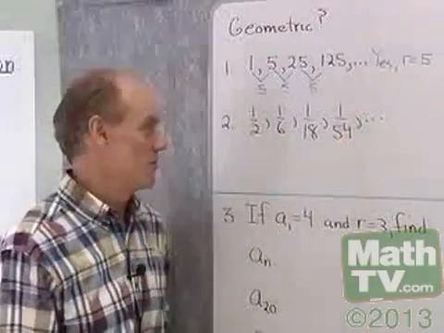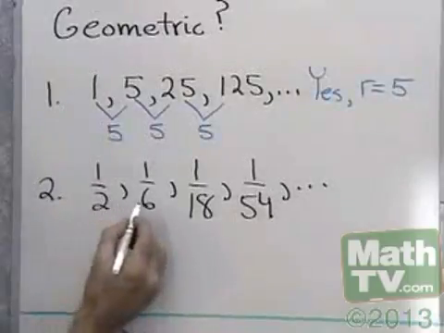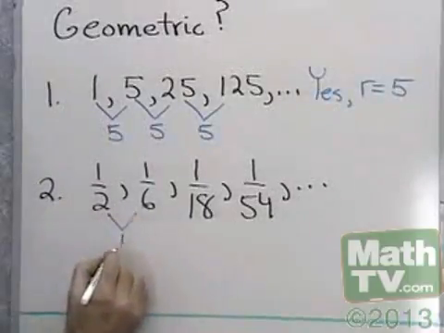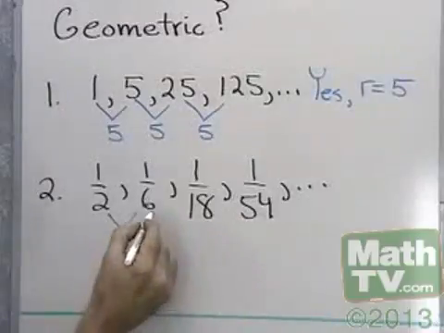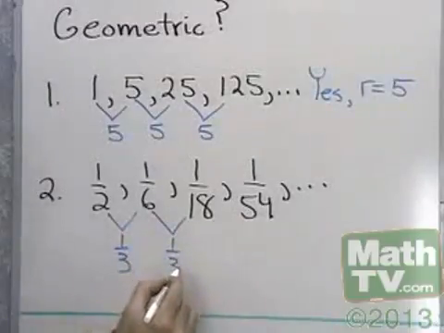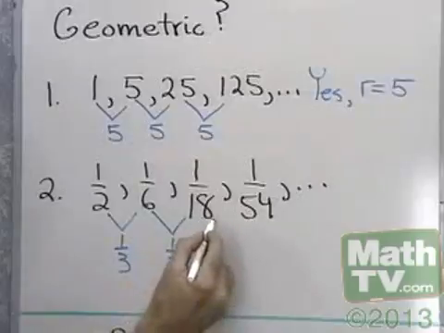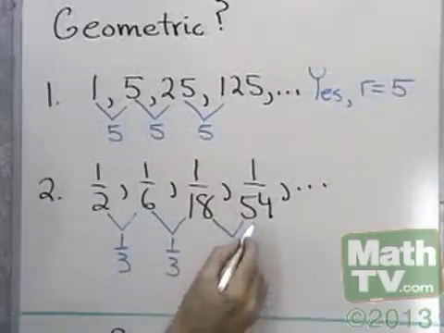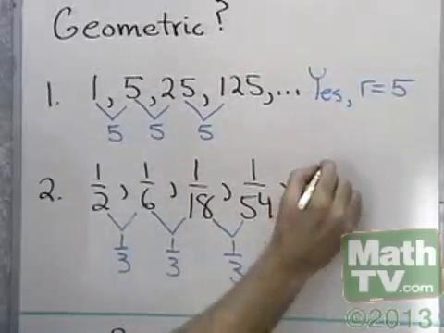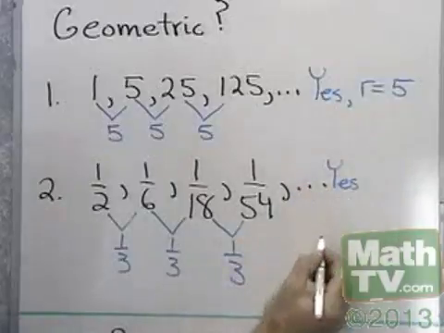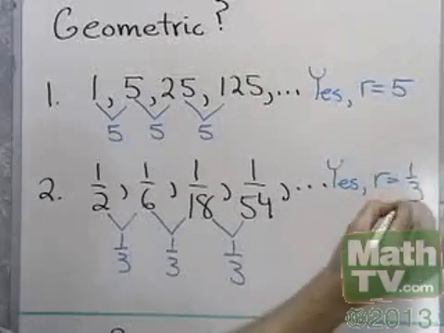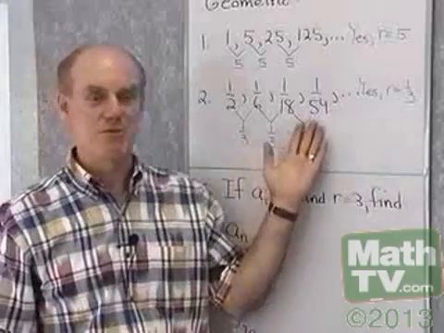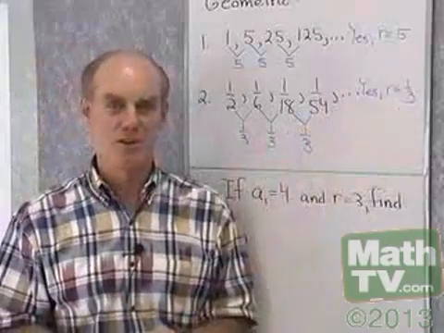How about problem number 2? To go from 1/2 to 1/6, I would have to multiply by 1/3. 1/2 times 1/3 is 1/6. Then 1/6 times 1/3 is 1/18, and 1/18 times 1/3 is 1 over 54. So this is, in fact, a geometric sequence, and in this case, r is equal to 1/3. So yes, this is a geometric sequence, and in fact, r is equal to 1/3.